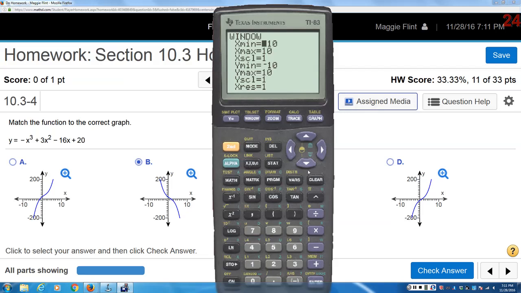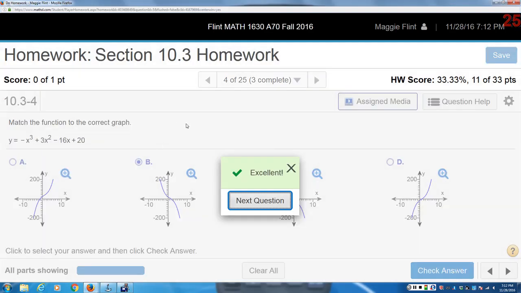and actually set my window. So they're going from about negative 200 to positive 200. And it doesn't really matter about the tick marks, but since I'm not going to be able to make 400 of them, I'll count by 20s. And that does look an awful lot like B. So we'll check the answer, and it's right. Okay?